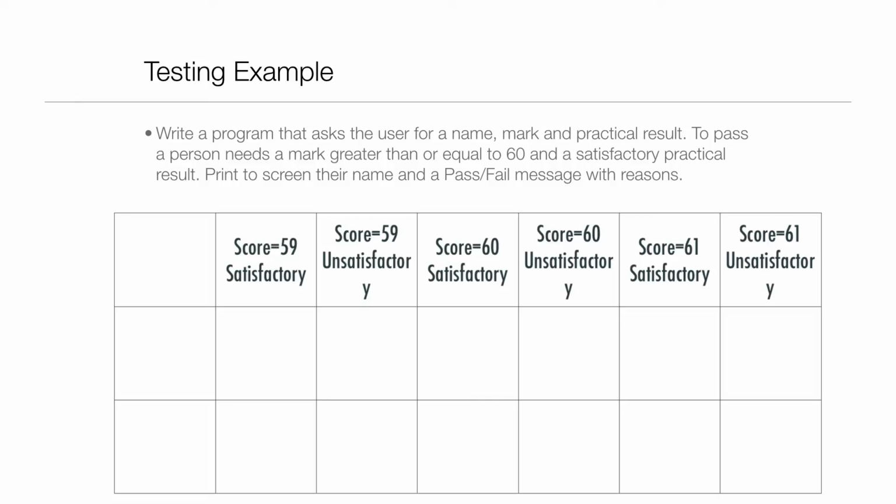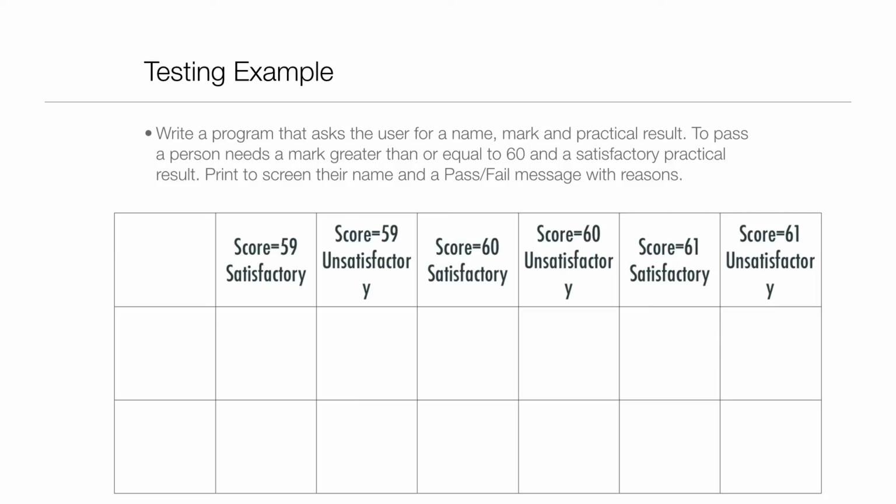But you've got to test a value below 60 because you've got to test that condition. So that's why I've got the score equals 59 and a satisfactory prac result. You've also got to test 59 and unsatisfactory. So they're two conditions you've got to test: below 60 and satisfactory, and below 60 and unsatisfactory. You've got to do the same for 60 itself, because this is the watershed value, where you fail on this side and pass on this side.